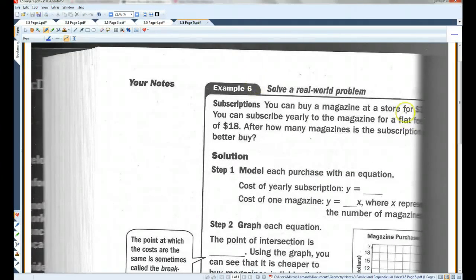You can buy a magazine at a store for, this should say $3. You can subscribe yearly to the magazine for a flat fee of $18. After how many magazines is the subscription a better buy? There's an A over here. That's the subscription, A, better buy. Model each purchase with an equation. Cost of yearly subscription, y equals 18.